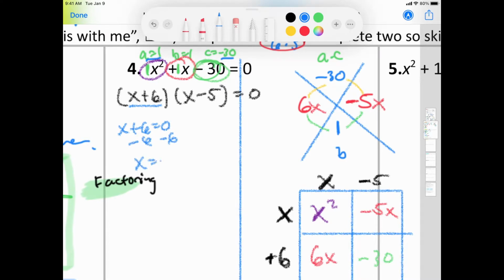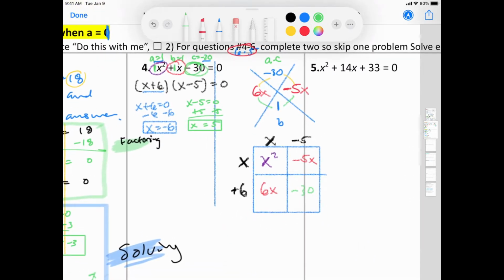And I get x equals negative 6. And then x minus 5. Add 5. And you get x equals 5. How do I know I solved these? It's because it says x equals. It solves the equation, so let's go ahead and check our answer.